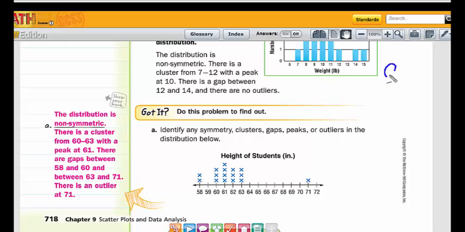Here are your solutions to 9-6. We'll start with letter A. They asked us to identify any symmetry, clusters, gaps, peaks, or outliers in the distribution below.